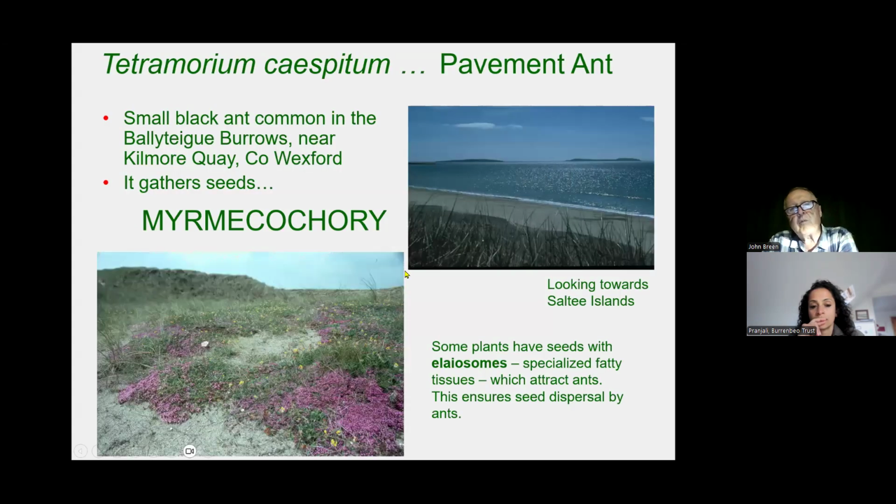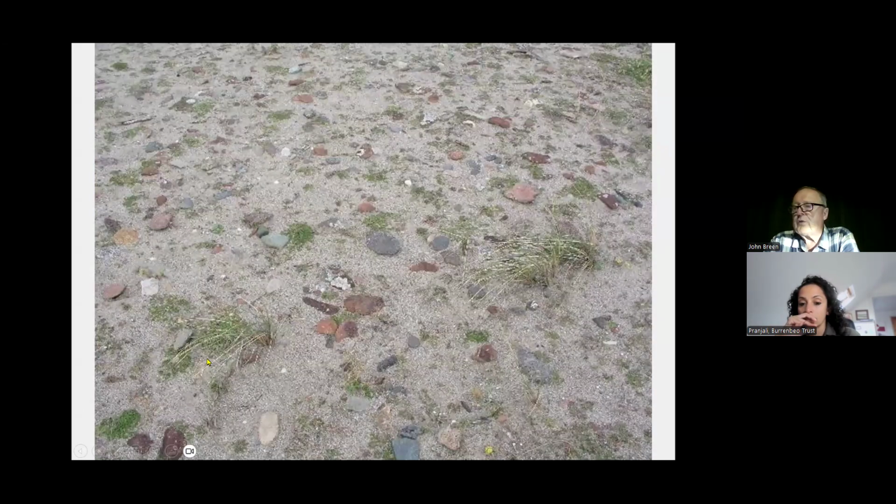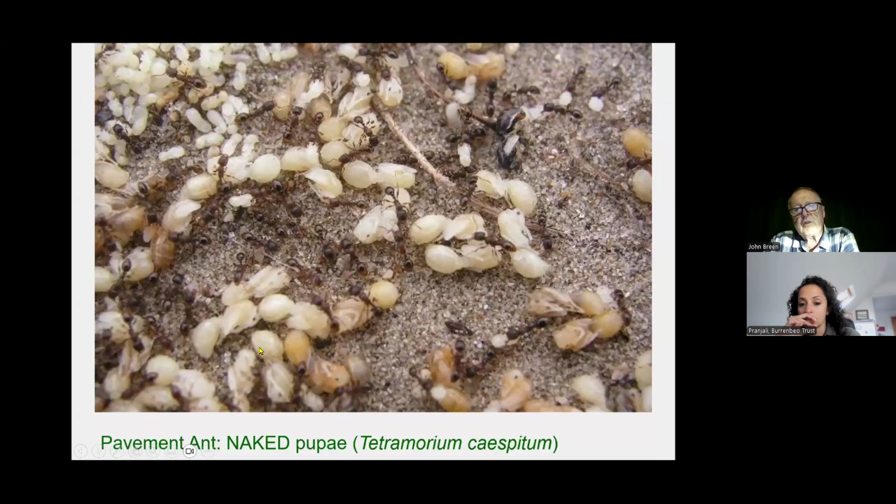But in Ireland, we have one species, the pavement ant. It occurs at the Ballytake Burrows in County Wexford, and it gathers seeds. This is the Ballytake Burrow, and these are the salty islands out there. So you get the idea where it is, a very long sand dune area. This is within the dunes, and there are lots of stones, and most of these stones are inhabited by pavement ants. And if we look underneath, we can see that they've got naked pupae.